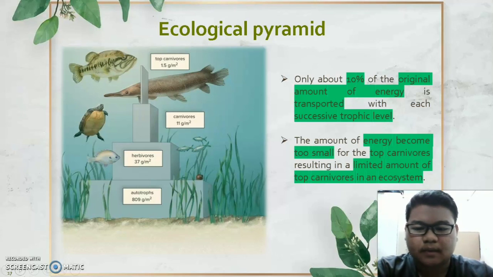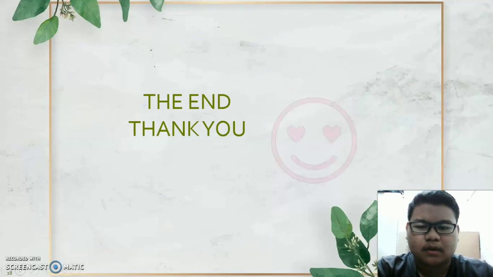Like we said earlier, producers have the highest level of biomass, and the carnivores have the lowest level of biomass.